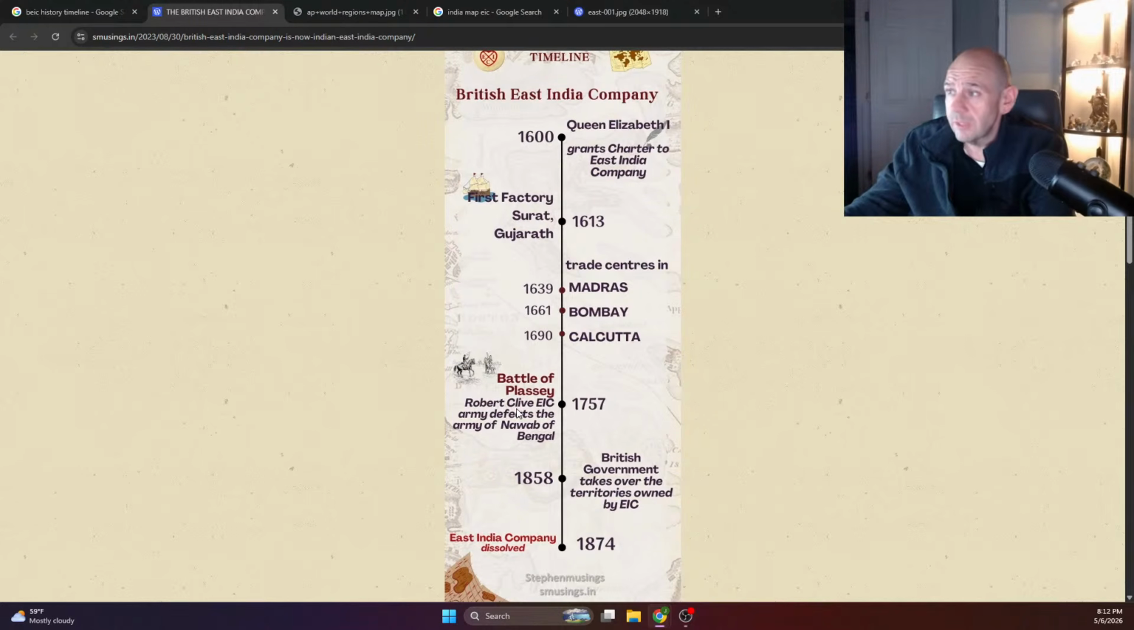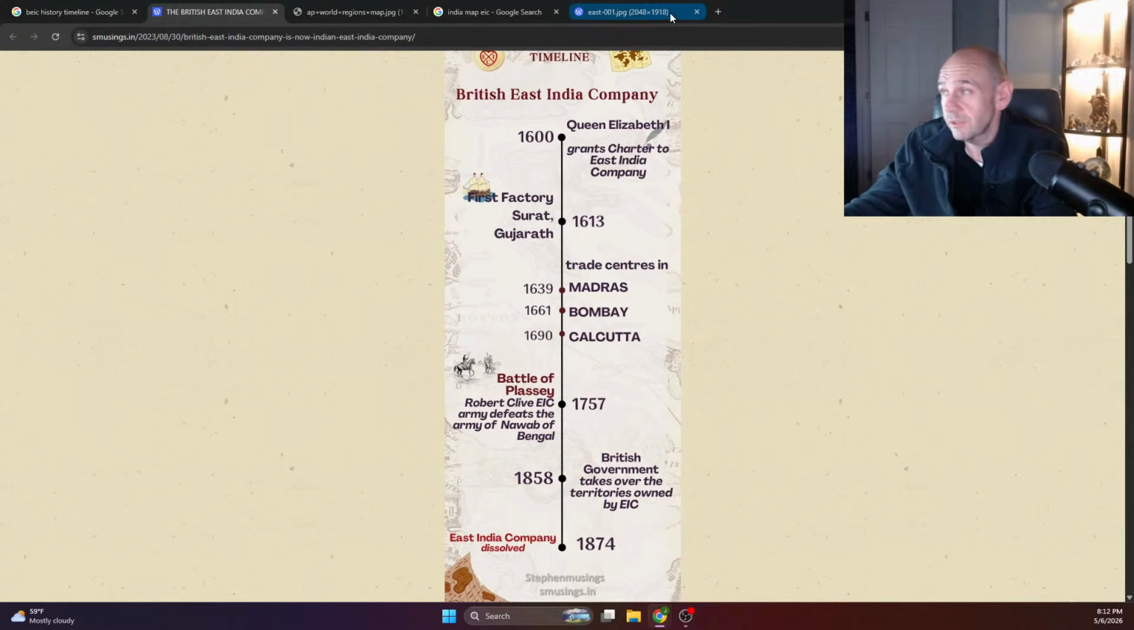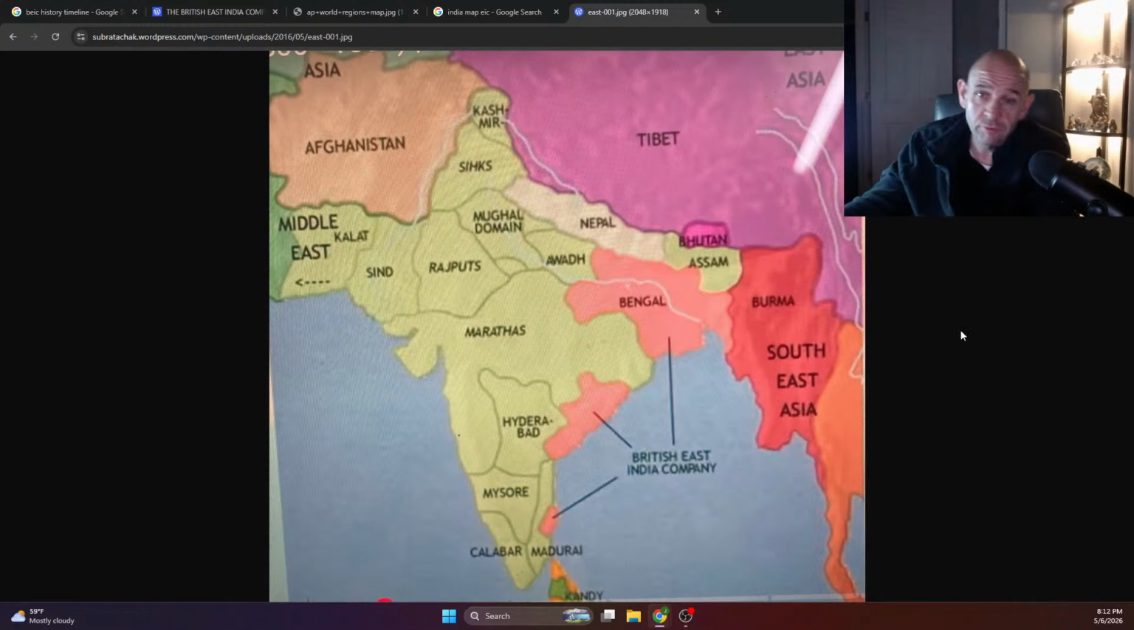So Robert Clive of the East India Company defeats, again, this is a business that has an army, the army of the Nawab of Bengal. Sounds very impressive. He was a little kid, and they more or less bought off all of the kid's friends and had them betray him. It wasn't a particularly glorious victory. It was more like, oh, you didn't know that you got sold out, fella. That sucks to be you.